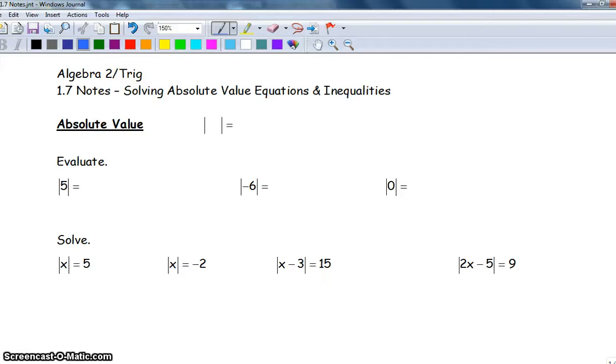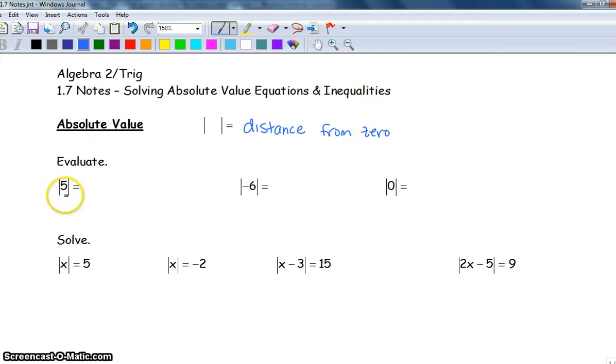Alright, this video is on Chapter 1, Section 7, and we're going to talk about absolute value equations and inequalities. First, you should have seen these before. Two straight bars here are absolute value bars, and absolute value is simply the distance away from 0. And if we're talking about distance away from 0, it's always going to be positive.